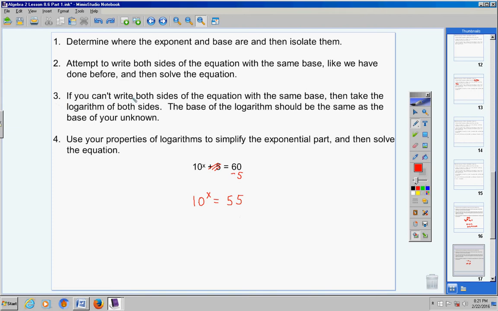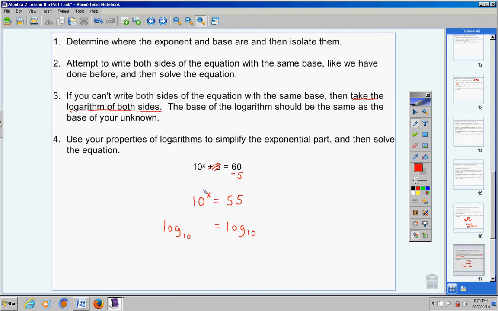So on to step 3. If you can't write both sides of the equation with the same base, then do what? Take the logarithm of both sides. Got it? So I'm going to put the word log here, leave a little space, and log here. Now, the problem is what is my base going to be right here? Well, I've told you. Here's your unknown. What is the base of your unknown? 10, right? You see it? So that's the base you want to put here and here.